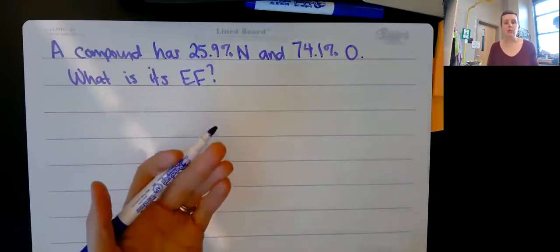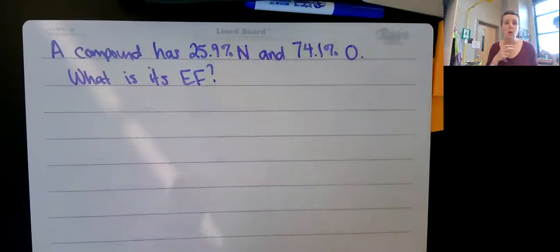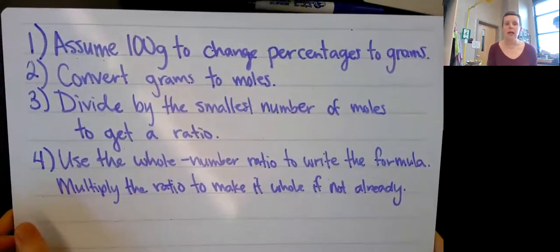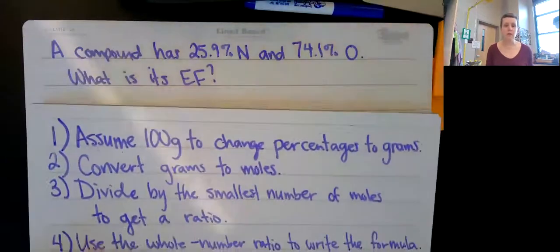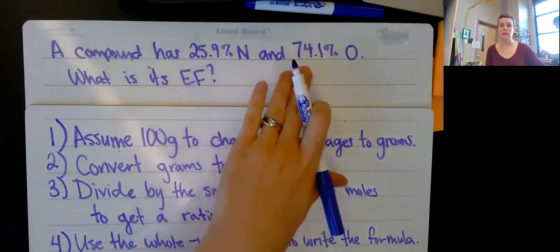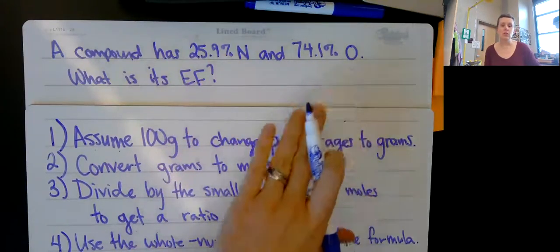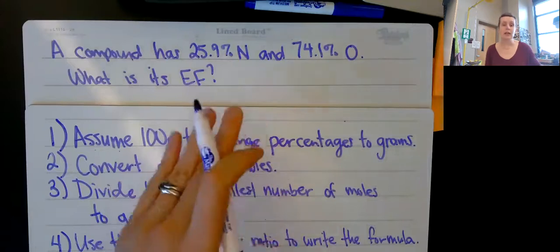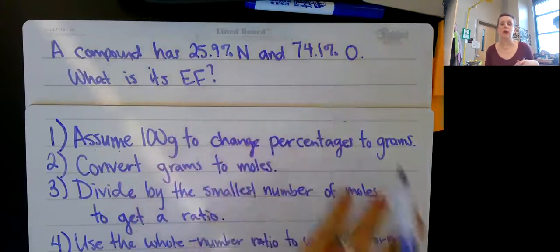We want to know what the empirical formula is, and the formula is based on a mole ratio, not a mass ratio, okay? So we have to convert, we have to figure out what the mole ratio of these elements is. Well, in order to do that, I have to change from masses to moles.